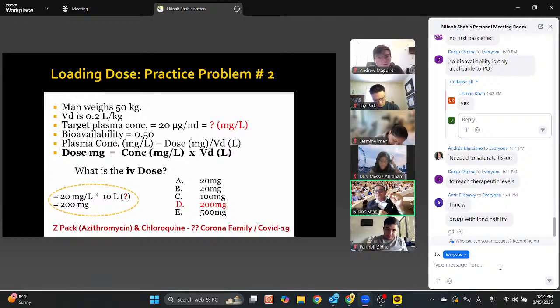So that's the purpose of knowing and learning or calculating loading dose, because in certain cases, in certain patients, we want to achieve the desired therapeutic drug concentration in plasma right away, quickly, in certain clinical conditions. And in that case, you have to use the drug in loading dose. Outstanding job. Great job. Thank you. That's the reason why we have to know loading dose.